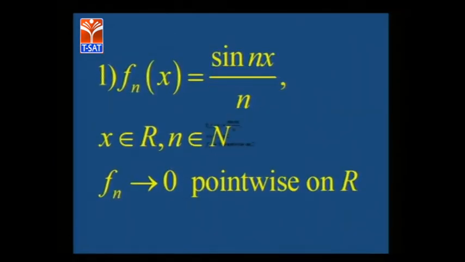See the first example, fn(x) equal to sin(nx)/n. You substitute x equal to 0, or n equal to 1, or x any real number, x1, x2, x3, x4, x100, all converge to 0. In general, |sin(nx)/n| is less than or equal to 1/n. So for any x value, it is less than or equal to 1/n, which converges to 0. That is why this convergence is uniform convergence.